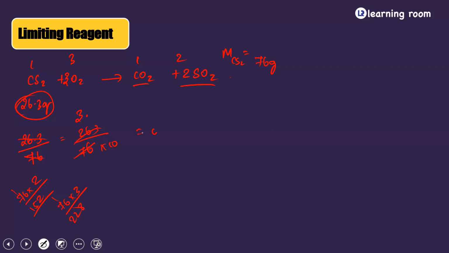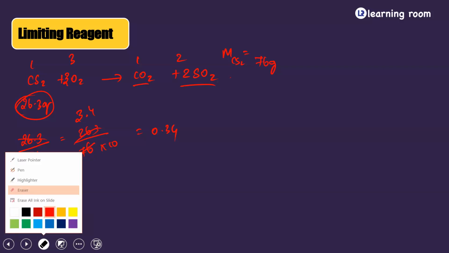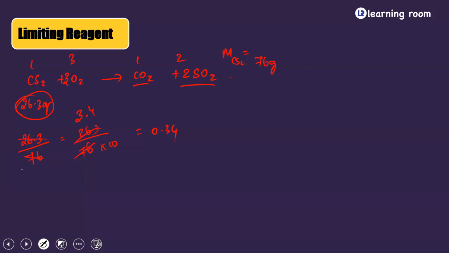So it is 0.32. Is that clear? This is my calculation. So I have got now 0.32 moles of carbon disulfide. Yes or no? The number of moles of carbon disulfide that I have got is 0.32. Now what will be the number of moles of carbon dioxide formed? Balaji?